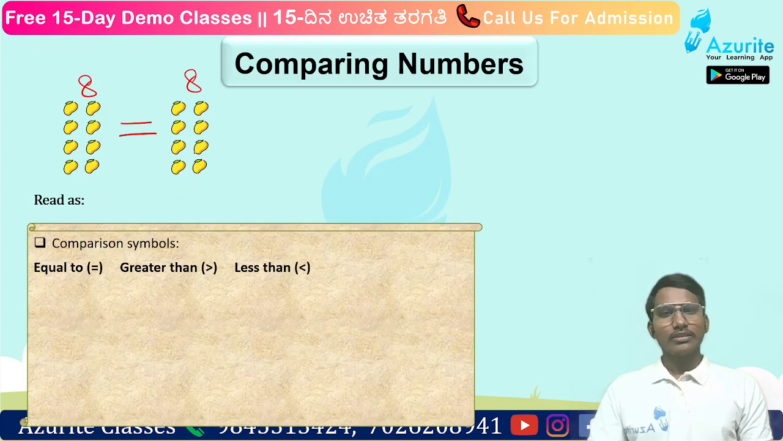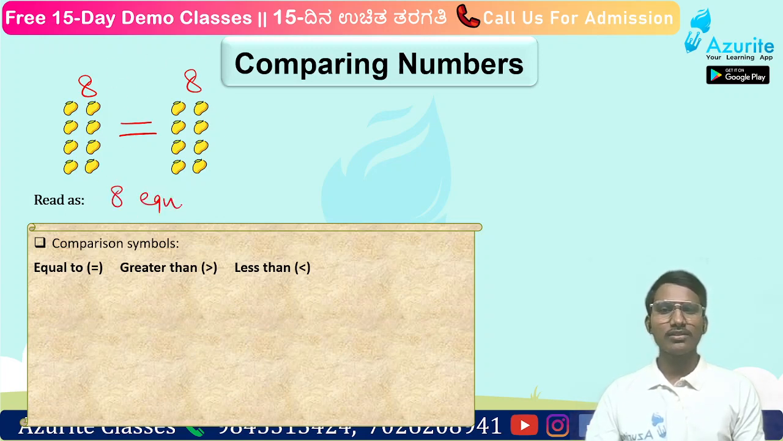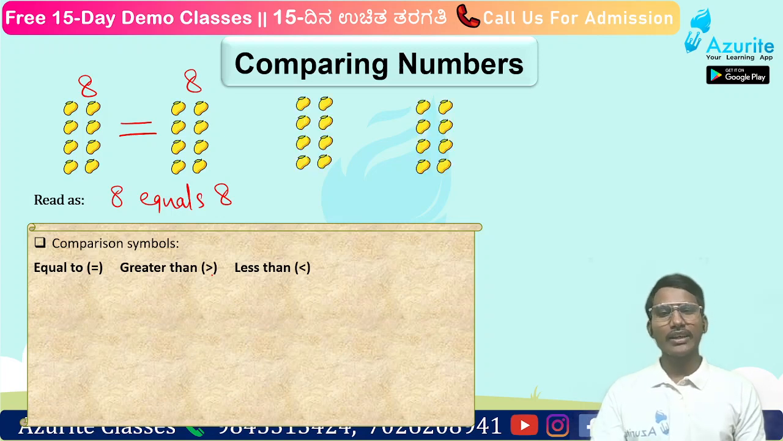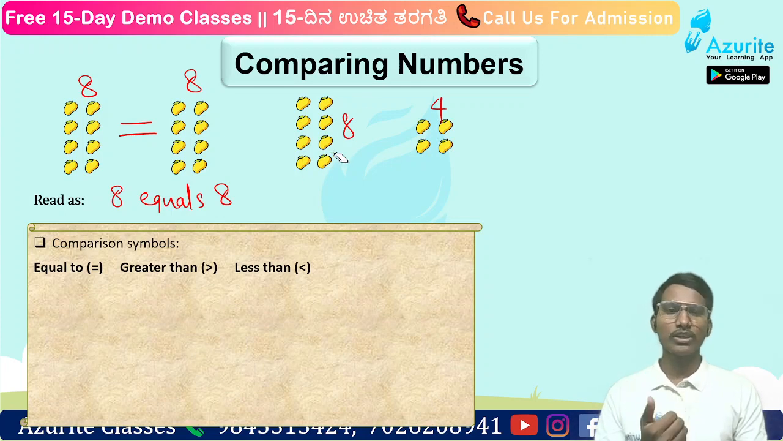Now let us take the same mangoes again, right? So here I just told you there are three operators, and this is 8 equals 8. How do we read this? We read it as 8 equals 8. This is how we read it. Now let us compare the greater and the lesser one. There were 8. Now remove 4 mangoes here. So here there are how many mangoes? Here 8 mangoes, and here there are 4 mangoes, right? So which is bigger? The 8 mangoes are more. In this place. So 8 mangoes are more than the 4, right? So that is how we compare.